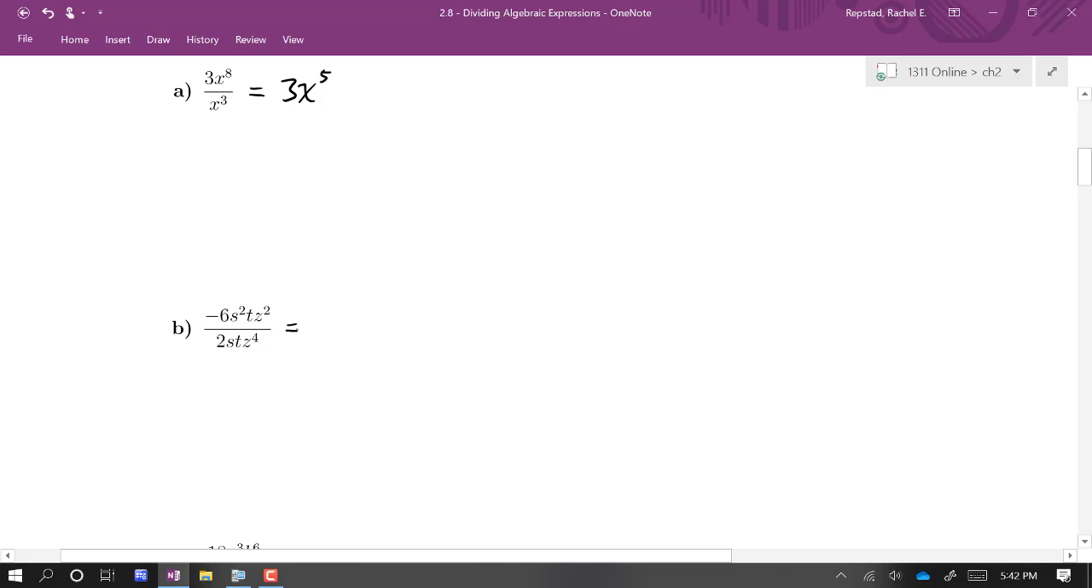Next, it's basically the same situation, only I just have some more variables to take care of. It can be helpful to tease out or separate out the coefficients and the different variables from each other. I could write this if I want as minus 6 over 2 times s squared over s times t over t times z squared over z to the 4th. And then just deal with each of those separately.